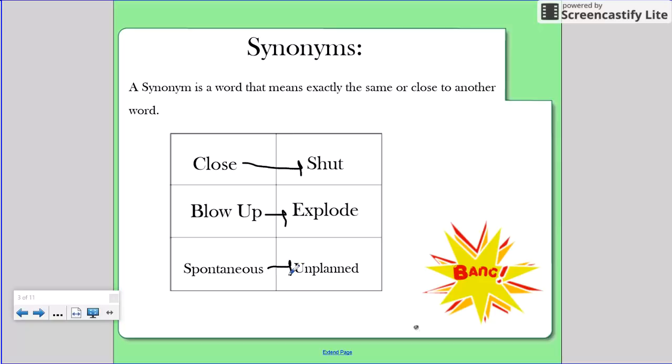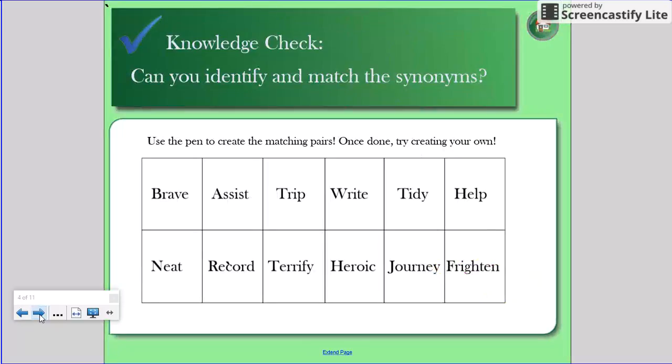You could say they mean close to the same. For example, you could say that your room was dirty, or it was unkept, or if it was dark out, you could say it was nighttime. They're just words that mean close to the same without repeating the word exactly. So what I'll have you do is identify and match the words. For example, brave. I want you to tell me a word that means close to that word. So brave would be heroic.